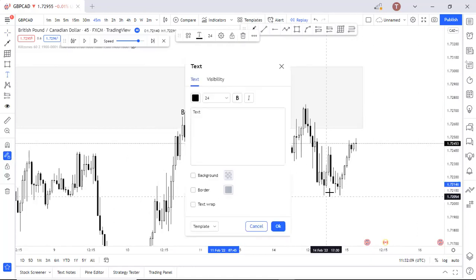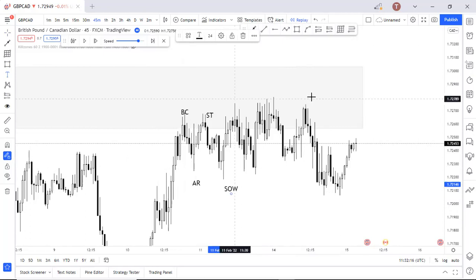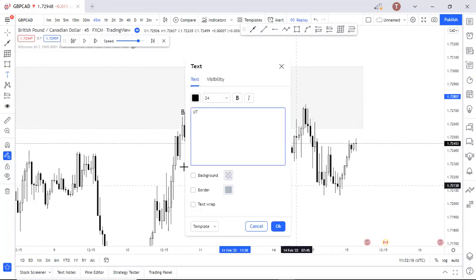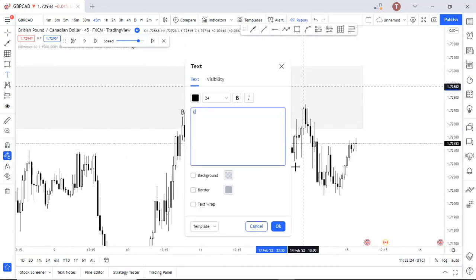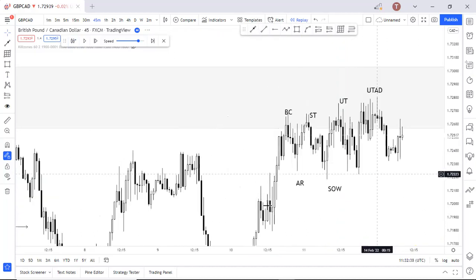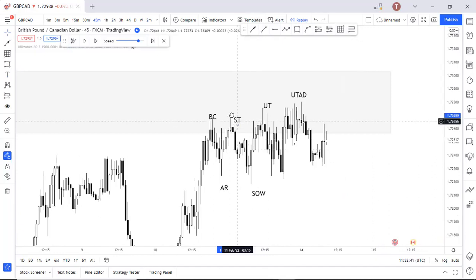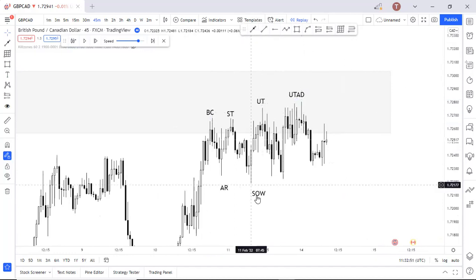Then we proceed to have the sign of weakness, breaking below this automatic rally. Then we have our UT, then we have our UTAD. So now that we have all of this, let me draw right here. We can see that we have our schematics in place. Now all we need to do is wait for entry.